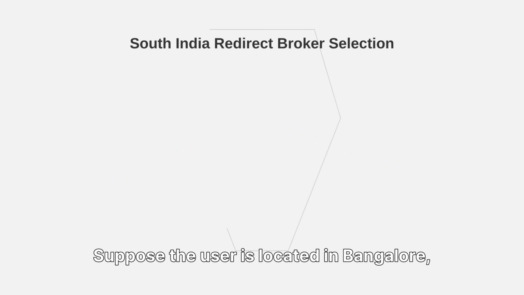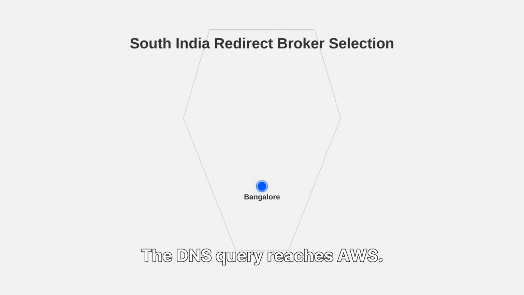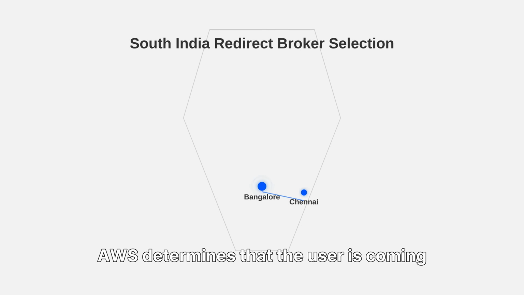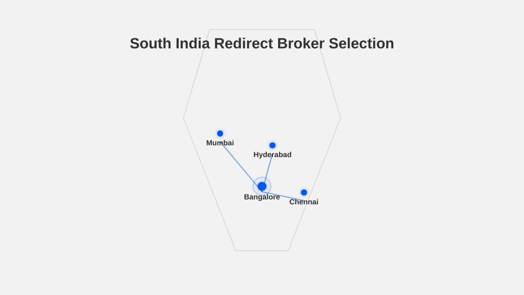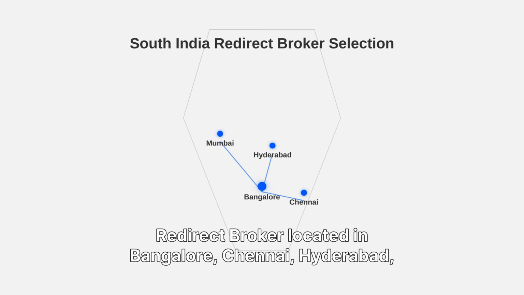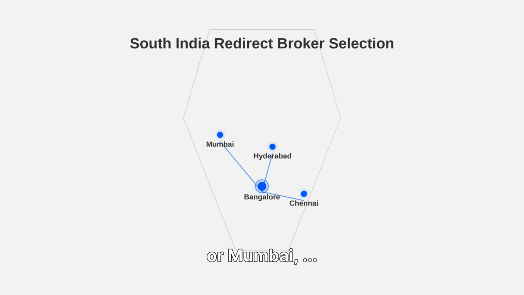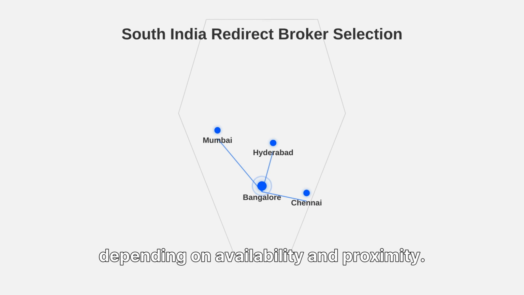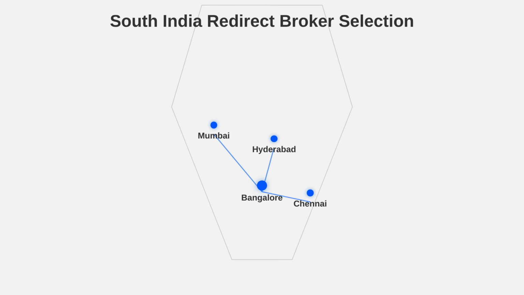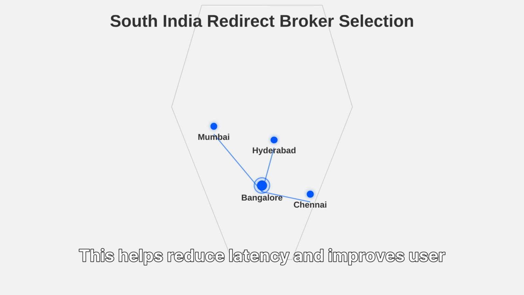Example: suppose the user is located in Bangalore, India. The DNS query reaches AWS. AWS determines that the user is coming from South India and may return a redirect broker located in Bangalore, Chennai, Hyderabad, or Mumbai, depending on availability and proximity. This helps reduce latency and improves user experience.